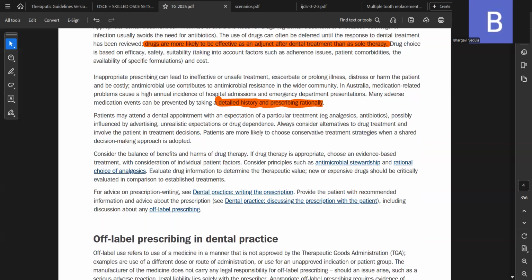Consider the balance of benefits and harm for a drug therapy. Whenever you're prescribing a drug, this will keep coming time and again in this document, telling us that we should always weigh the harm and benefit balance.